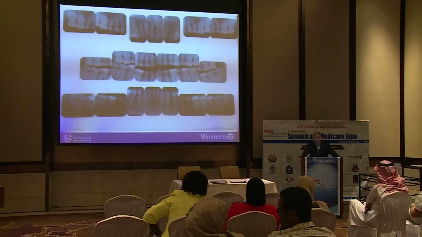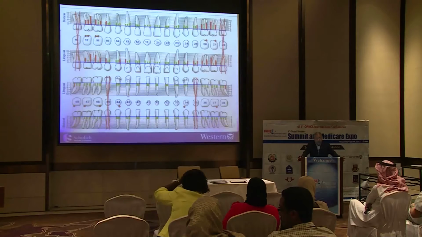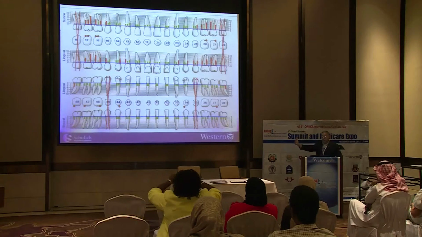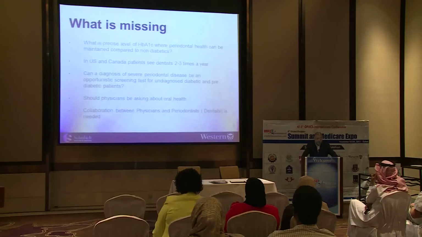So what I'm here to promote and speak with you about is this periodontogram, a record where these red lines show the loss of attachment, loss of bone in this patient, and how deep the pockets were. So what is missing in this whole thing? What is the precise level of A1C where periodontal health can be maintained compared to non-diabetics?